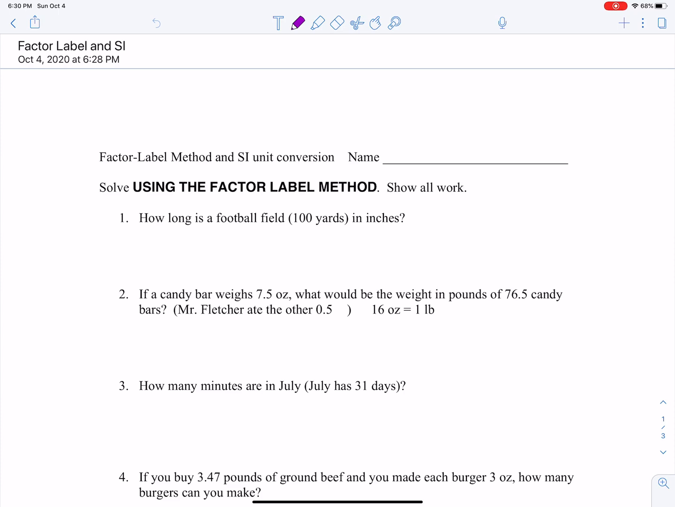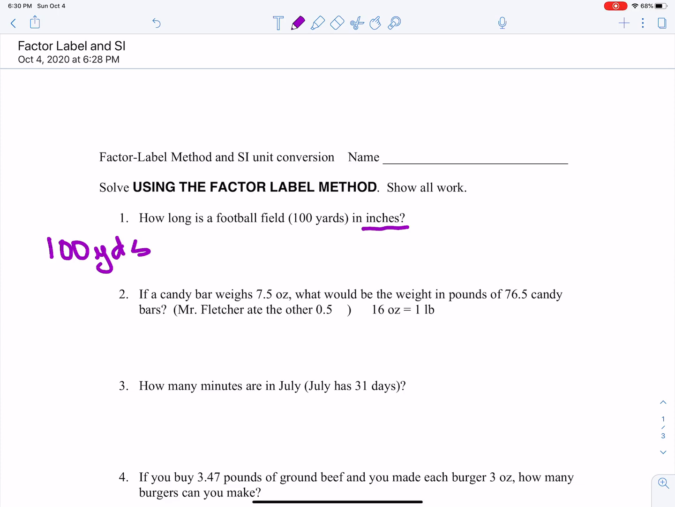So the first problem says, how long is a football field in inches? So we know there's 100 yards in a football field. So there's some things we have to know first. So part of problem solving is understanding what we have, and then understanding what we got to get to. So we know we need to start with 100 yards because that's how big a football field is. And it's asking us to find inches.